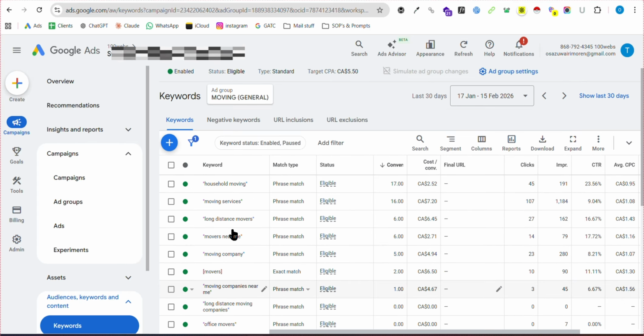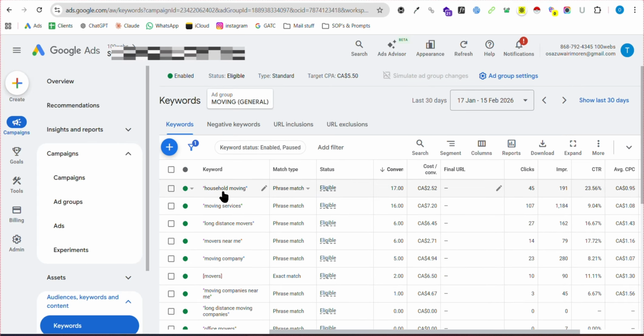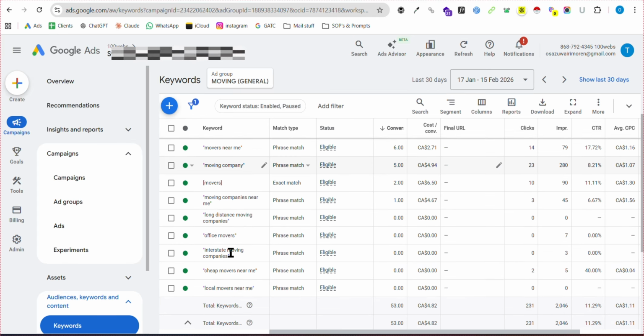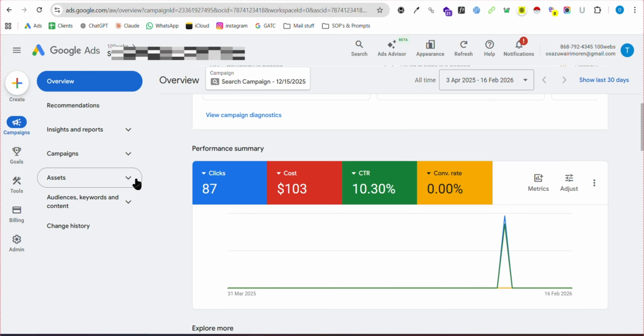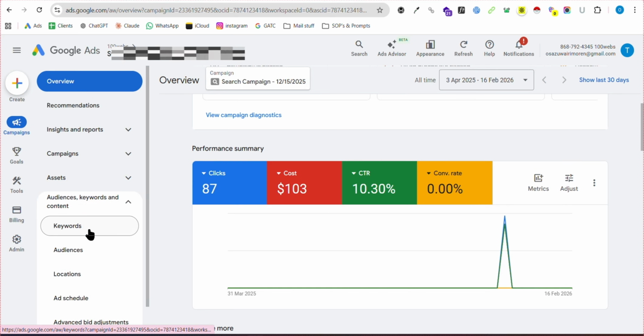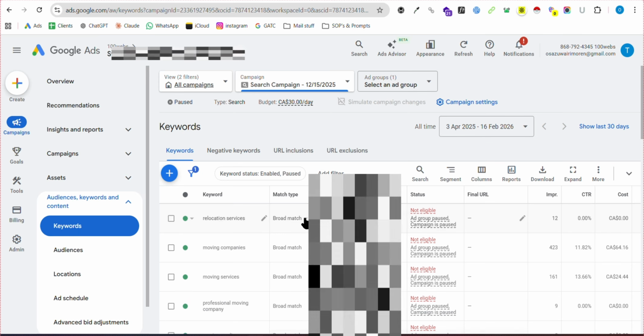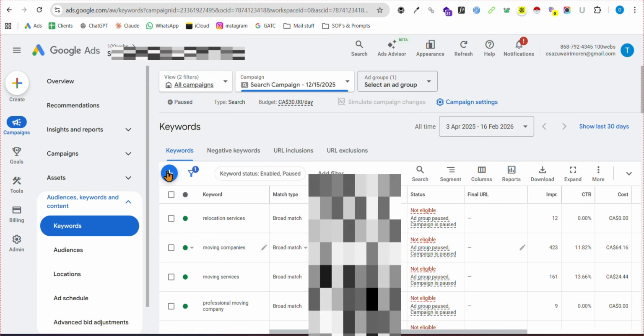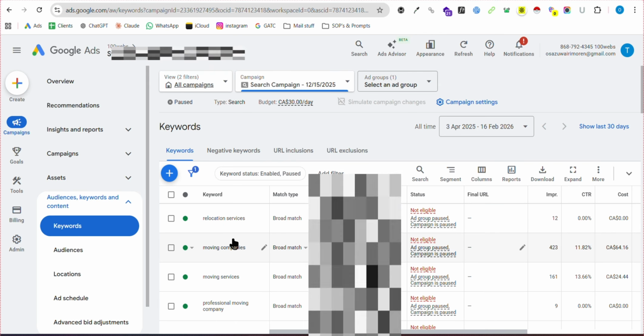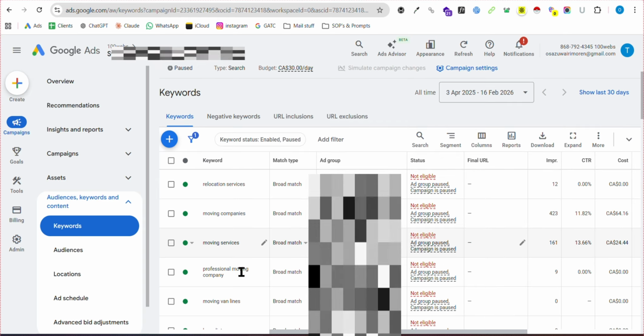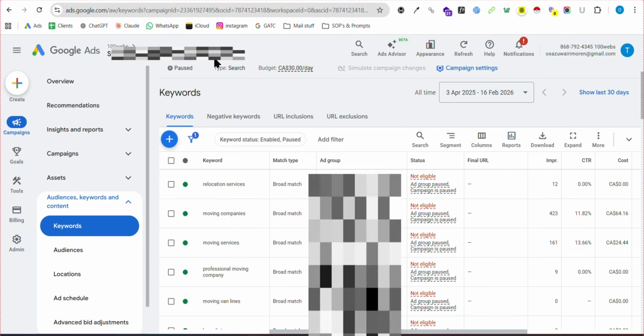So as you can see, we made use of phrase match and exact match. In the previous campaign, I think they were using broad match. Let's see the keywords. Yeah, broad match, and their search terms were not good at all. So that is the first thing I made sure to fix, right?